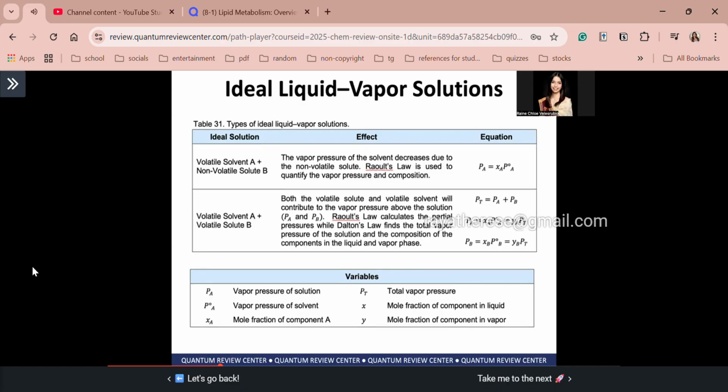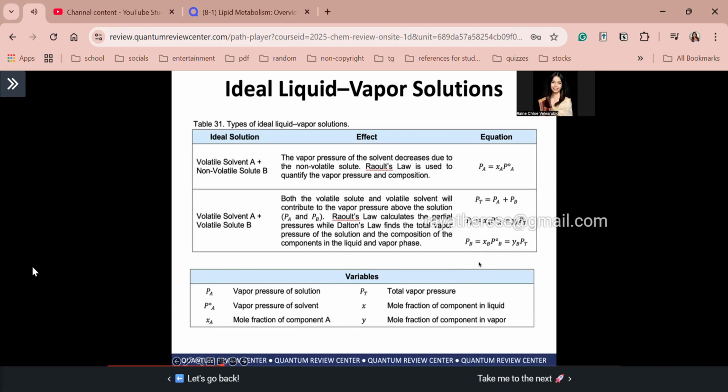So how do we calculate for the total vapor pressure? That is through Dalton's law. So the total pressure is equal to the partial pressure of volatile solvent A plus the partial pressure of the volatile solute B. Okay? And we can solve PA and PB based on Raoult's law and Dalton's law. So when we say, guys, PA is equal to XA times P naught A, that is also equal to the mole fraction of the component A in vapor times the total vapor pressure.